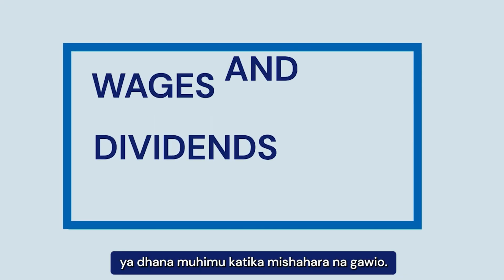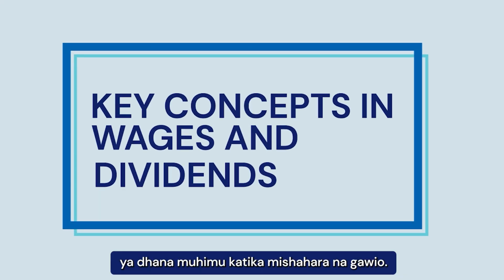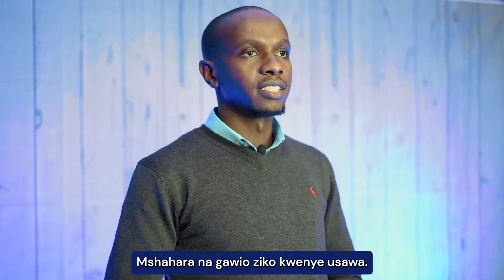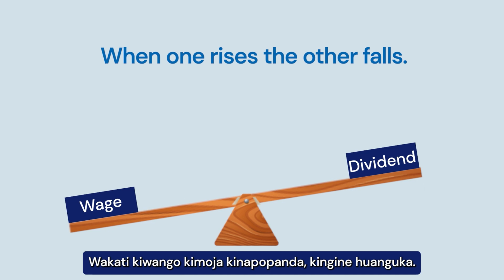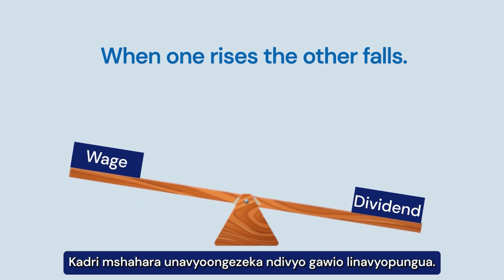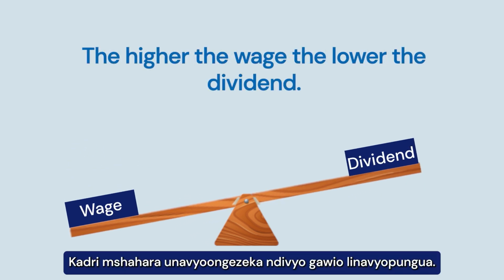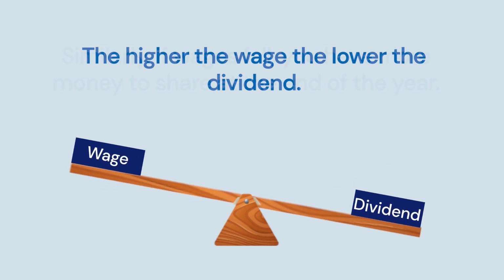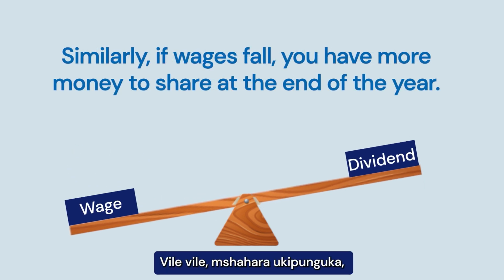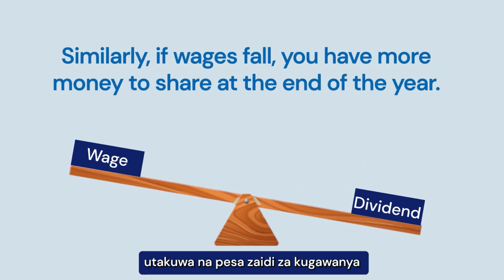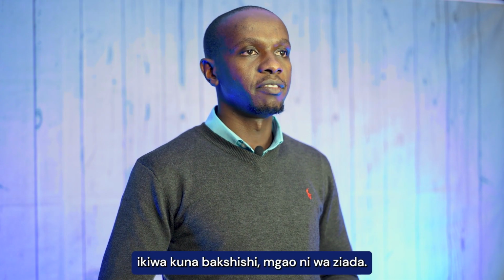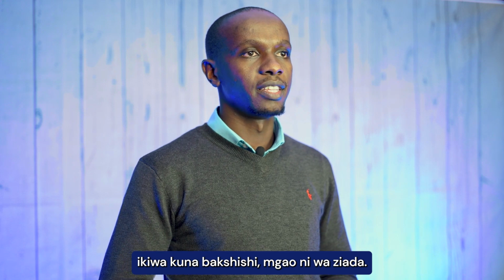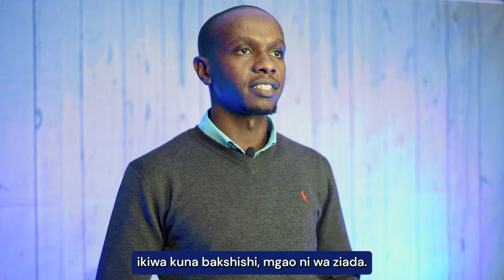Let's look at some of the key concepts in wages and dividends. Wages and dividends are in balance. When one rises, the other falls. Consider this as a seesaw. The higher the wage, the lower the dividends. Similarly, if wages fall, you'll have more money to share at the end of the year. Wages are more crucial. If there is anything left over, the dividend is extra.